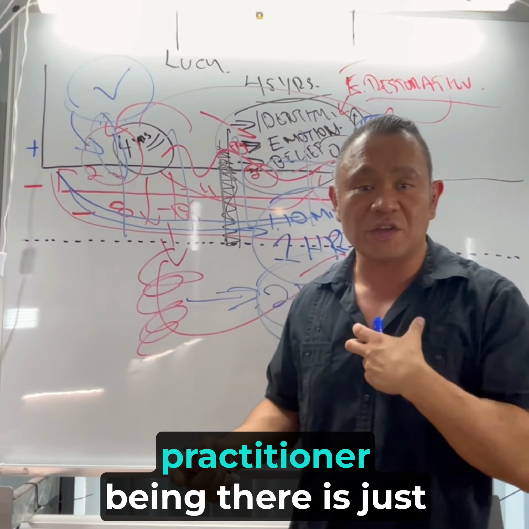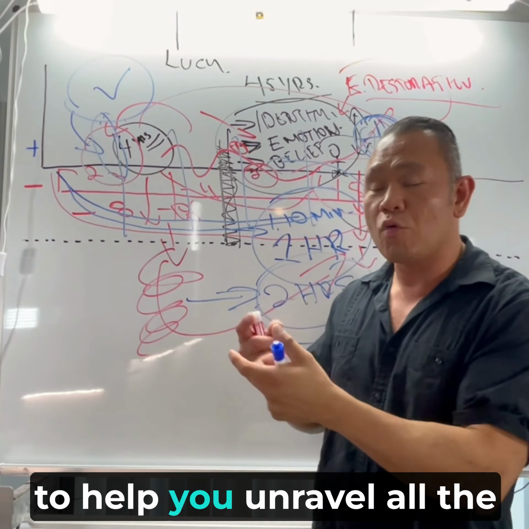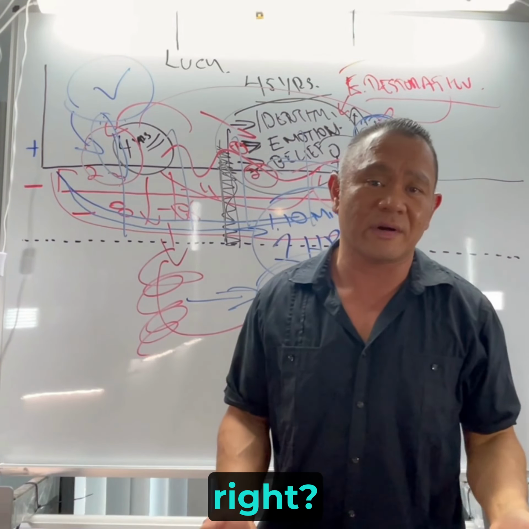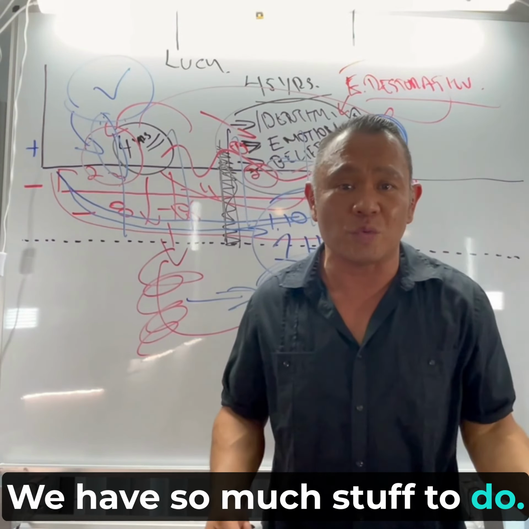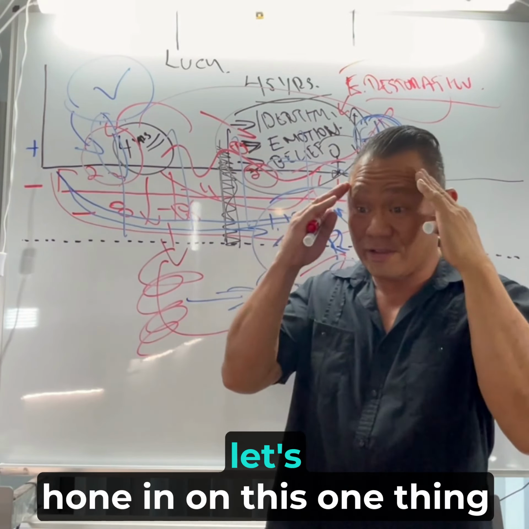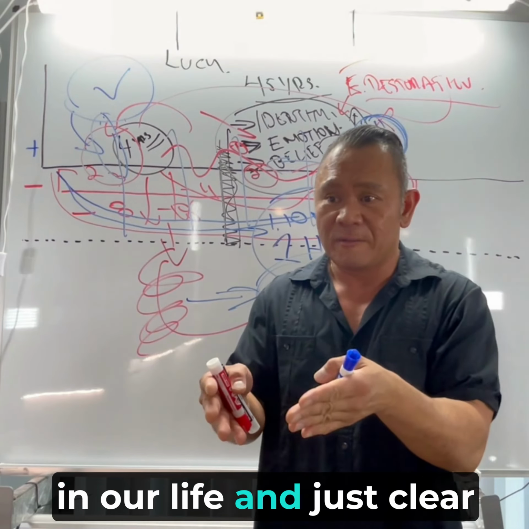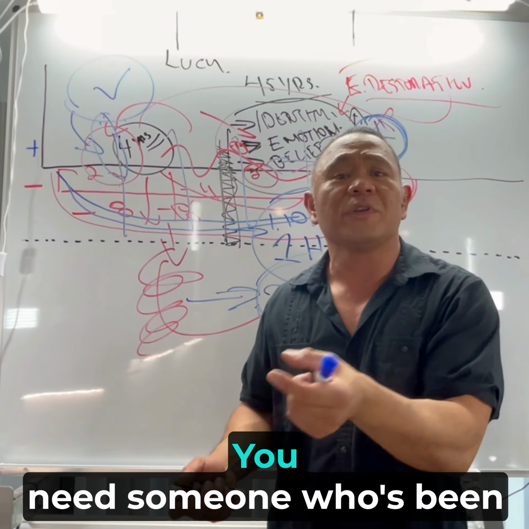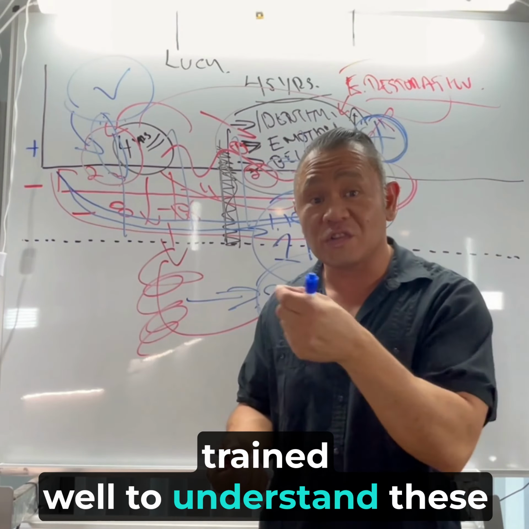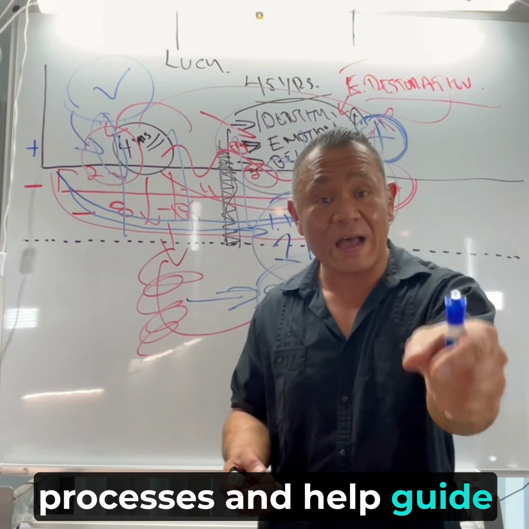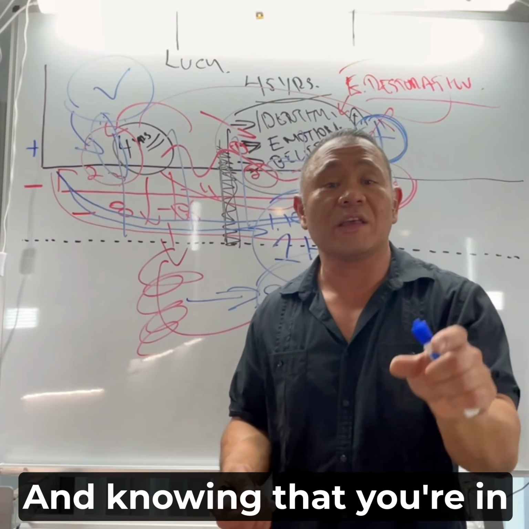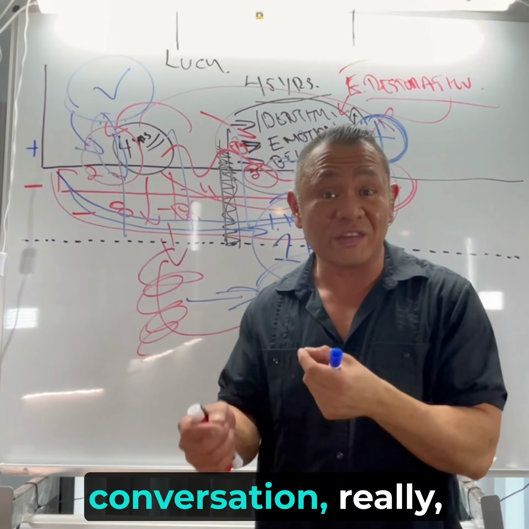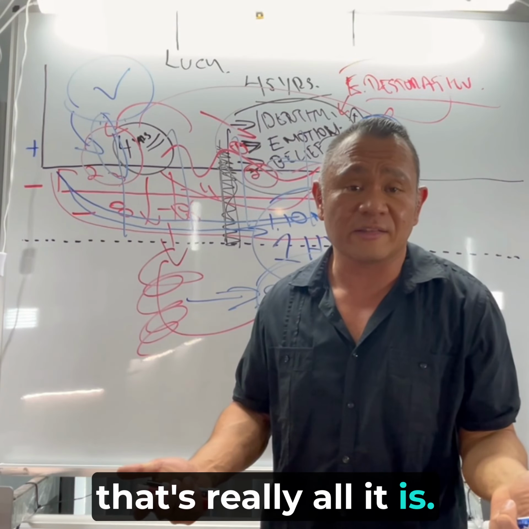That the whole point of the practitioner being there is just to help you unravel all the clutter that's in your mind. Because we all have clutter, right? We have so much stuff to do. It's not easy to just be like, okay, let's hone in on this one thing in our life and just clear that up. It's like trying to find a needle in a haystack. You need someone who's been trained well to understand these processes and help guide you through it. And knowing that you're in control throughout the whole conversation, really, it's all it is.